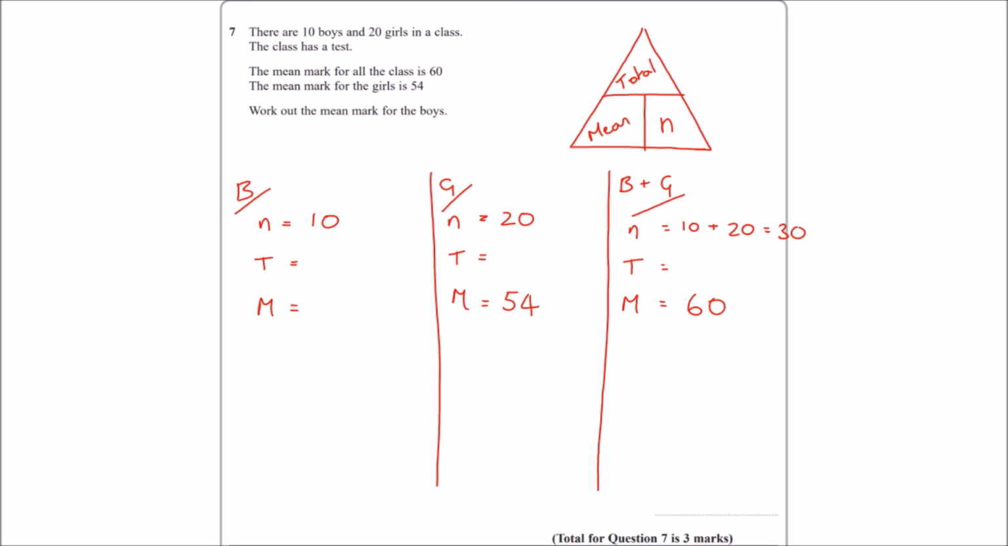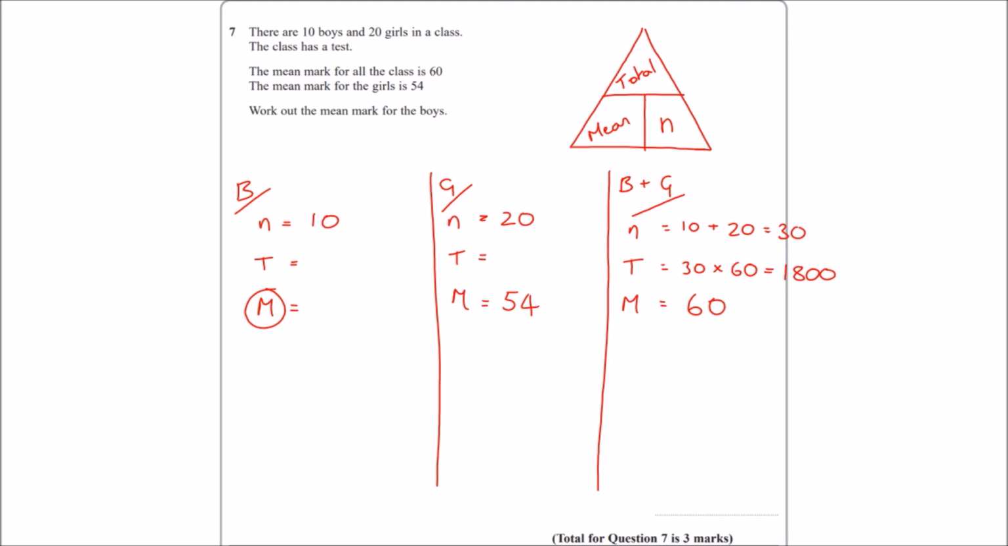Now let's think about what I want to find. I want to work out the mean mark for the boys. So I need to find the total of the boys. Well, to do that, I've got to find the class total and then take away what the girls got. So how do I find the total? Well, looking up at that formula triangle, I do mean times the number of values, or the number of students in this case. So that is 30 times 60. So the total marks for the whole class are 1,800.